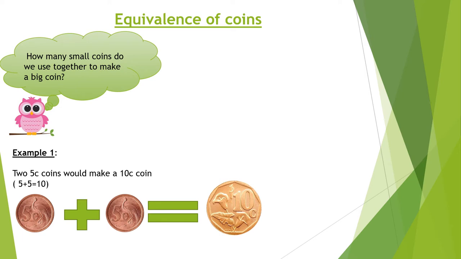Equivalents of coins. How many small coins do we use together to make a big coin? Example 1. 2 5-cent coins would make a 10-cent coin. That is, 5 plus 5 equals 10.